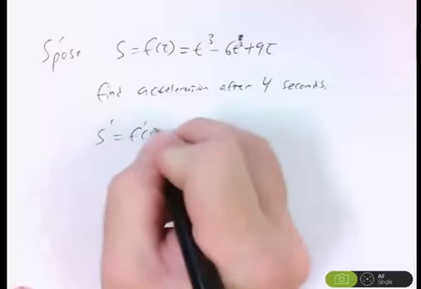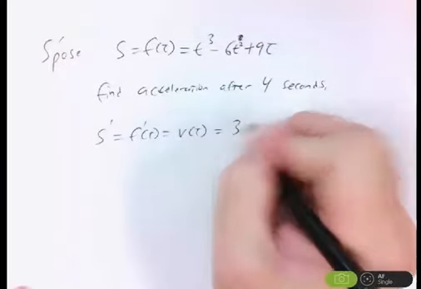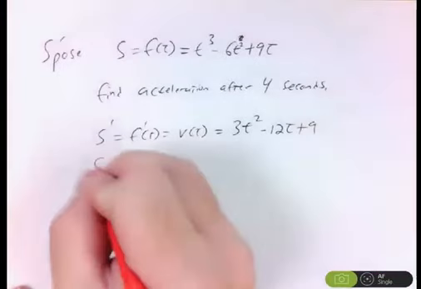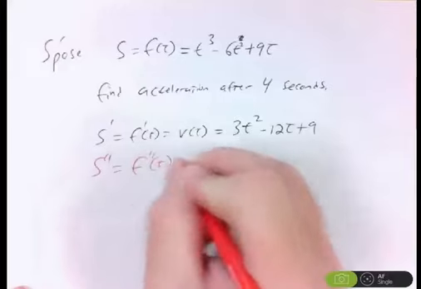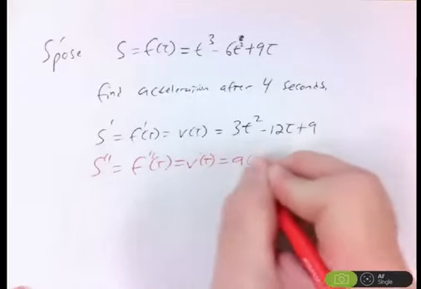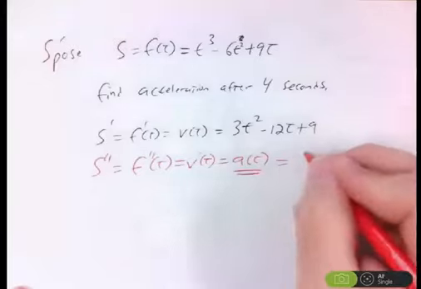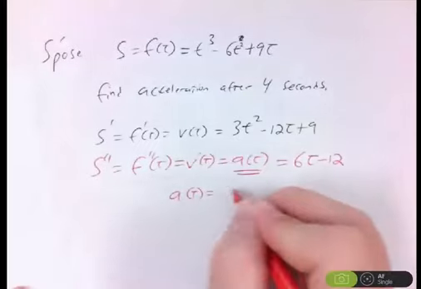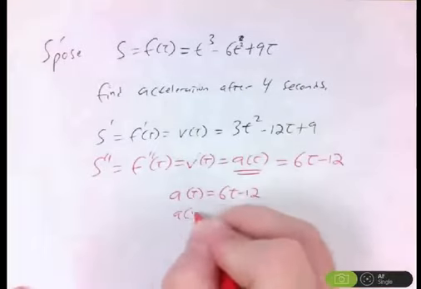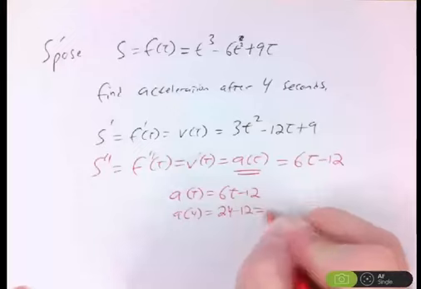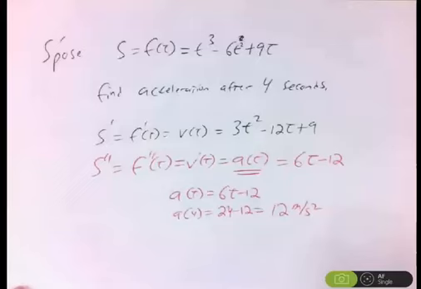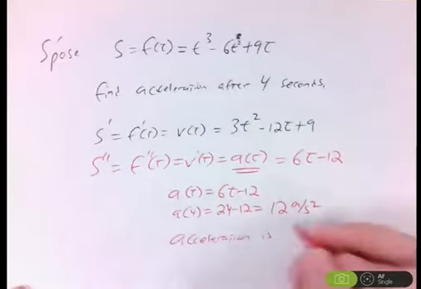So first things first, let's find velocity. So that's s prime or f prime of t, which is v of t. So that's 3t squared minus 12t plus 9. And our second derivative would be f double prime, which would be v prime, which is the same as acceleration, so a of t. So this one looks like it's 6t minus 12. If they ask us for 4 seconds, just plug in the 4 just like you would if it was what's the velocity after 4 seconds. And the units would be meters per second squared, because if velocity is meters per second, this is meters per second per second. So that's meters per second squared. And there's your acceleration.